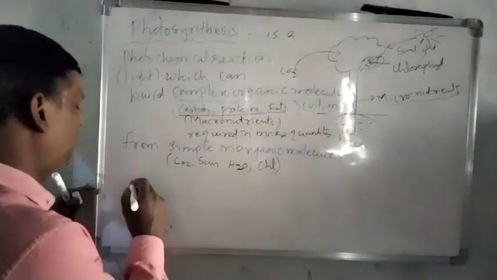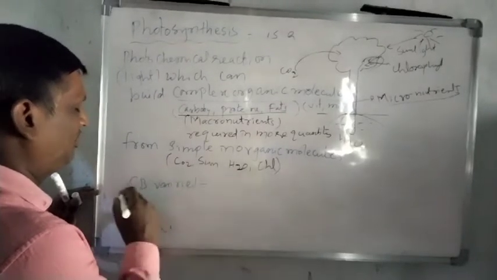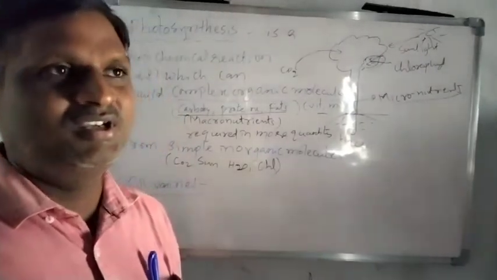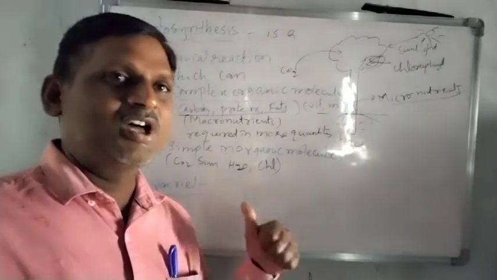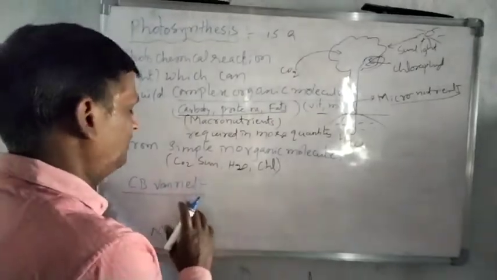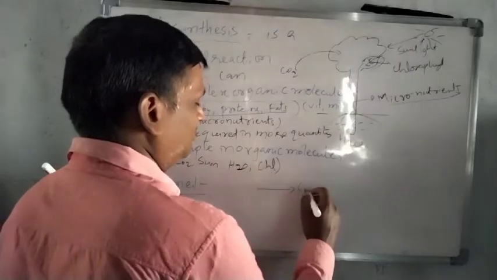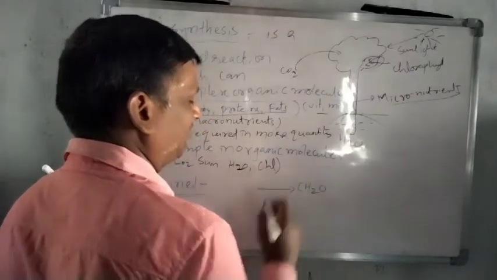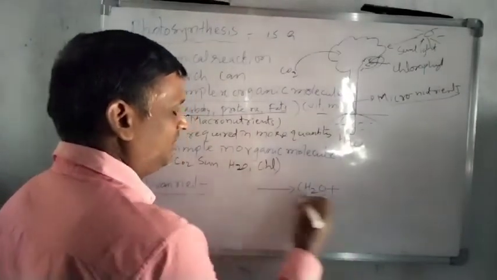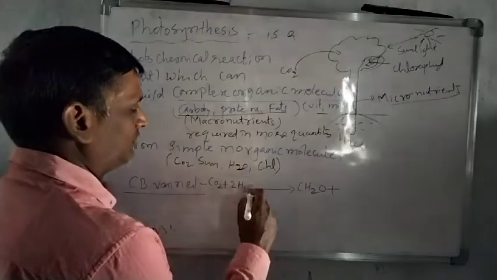So according to C.B. Van Niel, for the formation of each simple carbohydrate, for example CH2O, which is written here as a simple carbohydrate, we need one carbon dioxide plus two water molecules.